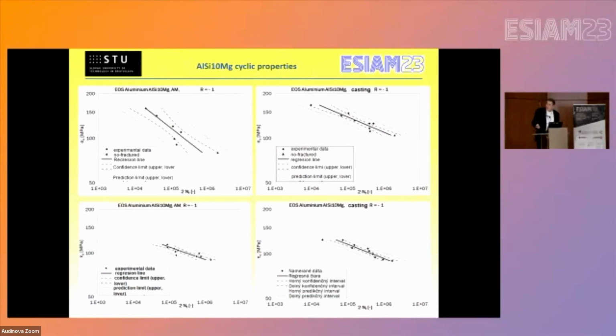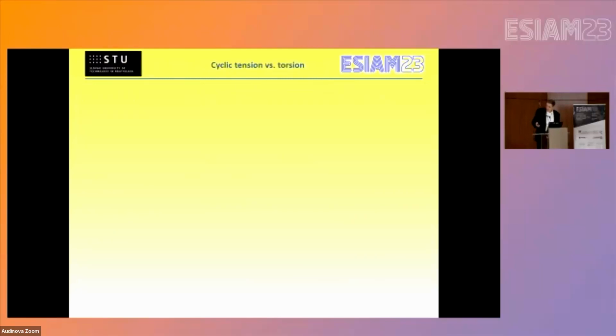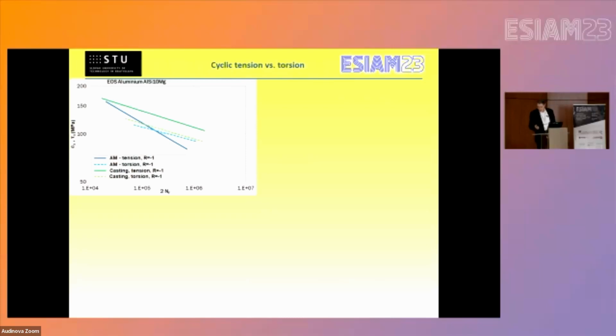Now comparison between tension and torsion, and between additive manufactured and conventional casting. These two are in tension-compression, R equals minus 1. This is the AM material, this is the casting, and this is in torsion, also AM material, also casting. Here it is not possible to see the comparison. The comparison is in one same diagram here. Now this comparison is interesting. This green line is the tension, and this green line is the torsion line; they are parallel in tension.